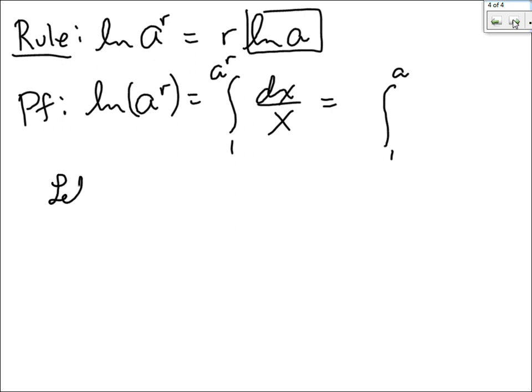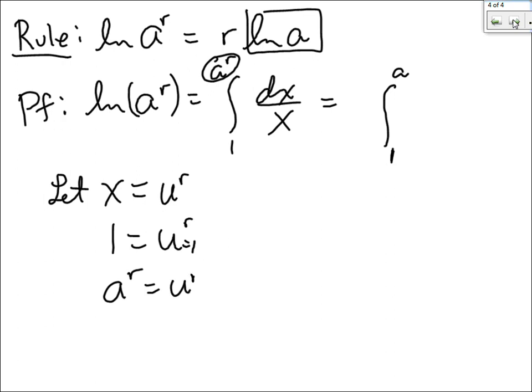Well, if I let x equal u to the r, well, when x is 1, u must be 1. Because 1 to the r, or 1 to any power, is 1. So 1 to the r is 1, so u is 1. Now, if x is a to the r, a to the r is u to the r, well then, since the powers are the same, the bases must be equal. U must be a. Ooh, looking good.